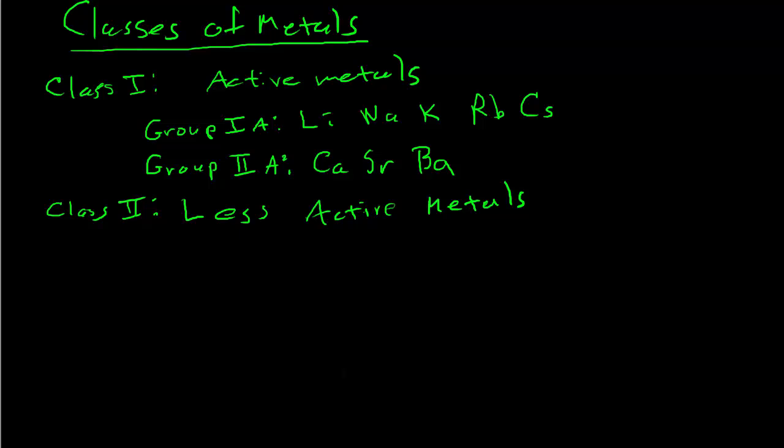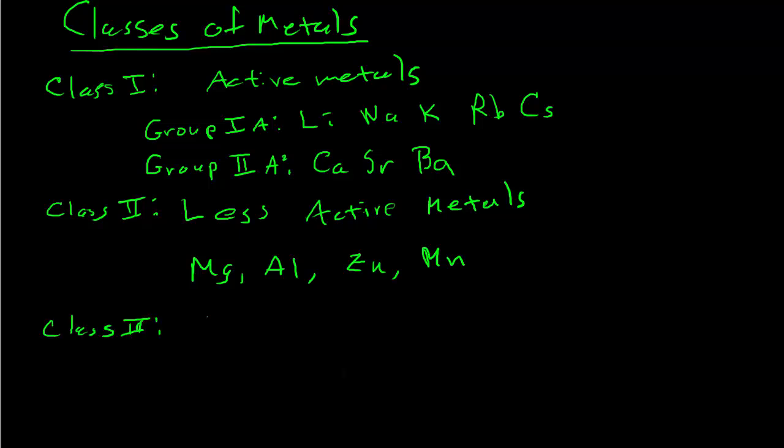So these are metals that do not react with water under normal conditions of temperature and pressure, and they include metals like magnesium, aluminum, zinc, and manganese. So even though they don't react with water, they will react with acidic solutions. So they react pretty readily with acids.